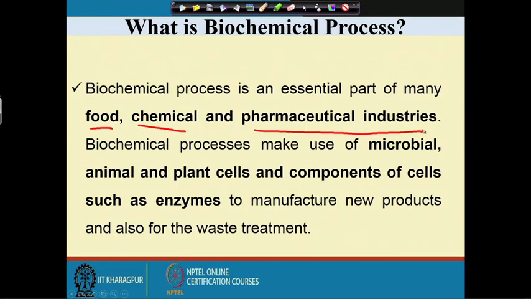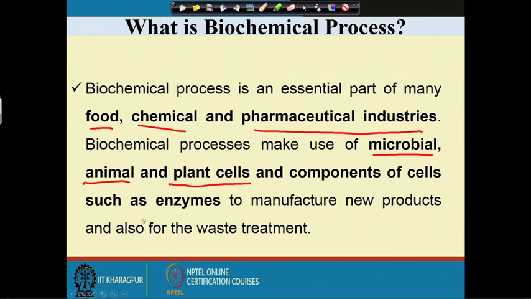Biochemical processes make use of microbial cells, animal cells and plant cells to form these products. These are different living cells, and they can be used for producing this kind of product. And not only living cells, some of the biomolecules produced from living cells may also be used for the production of certain chemicals. For example, enzymes, which are usually secreted from these living sources, can be utilized for producing different types of products.